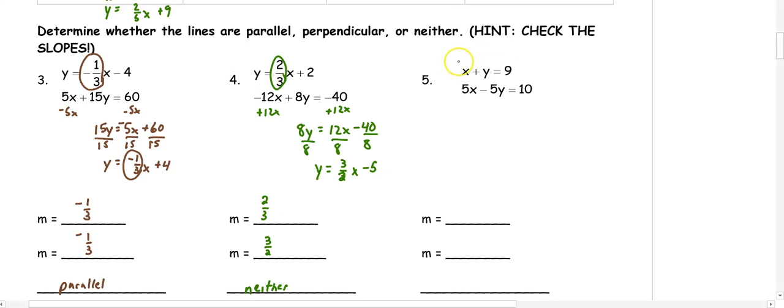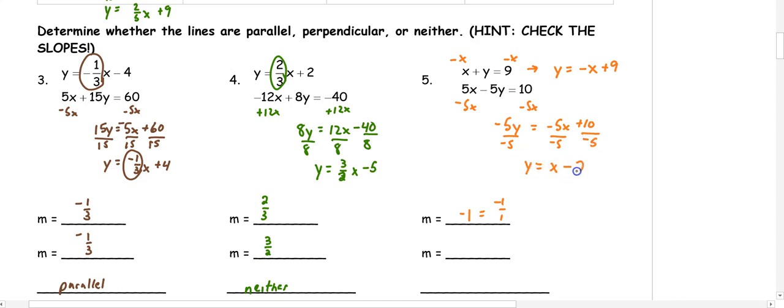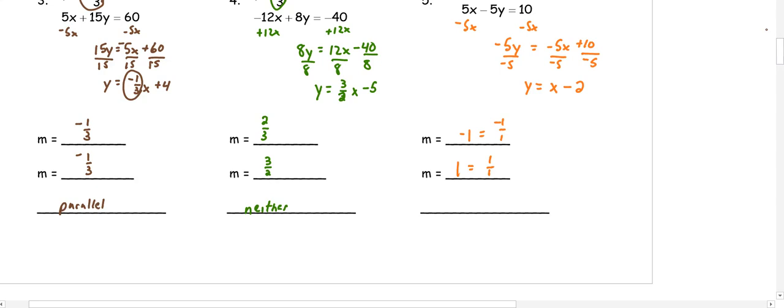Number 5. The first equation, I need to subtract x from both sides. So I get y equals negative x plus 9, which is really negative 1, that I can write as negative 1/1. In the second equation, first I need to subtract 5x from both sides. So negative 5y equals negative 5x plus 10. When I divide everything by negative 5, y equals x minus 2. So if there's no number in front of x, remember that's just a positive 1, which we can write as 1/1. Now this is a tricky one because it's the same number. The reciprocal looks the same, but we actually did a reciprocal because if we flip 1/1, we still get 1/1, and they're opposite signs, so in this case the lines are perpendicular.